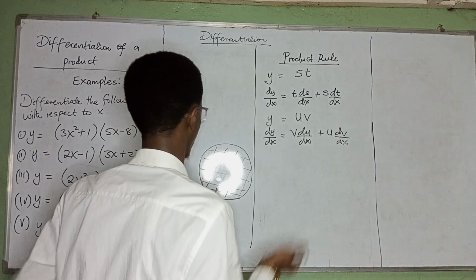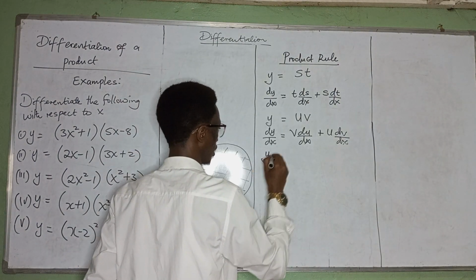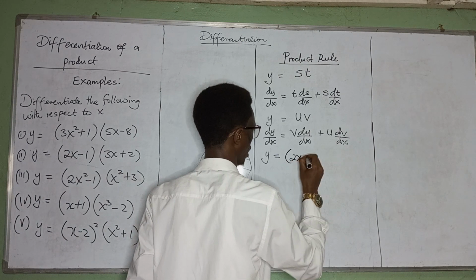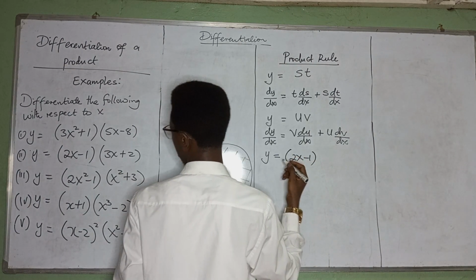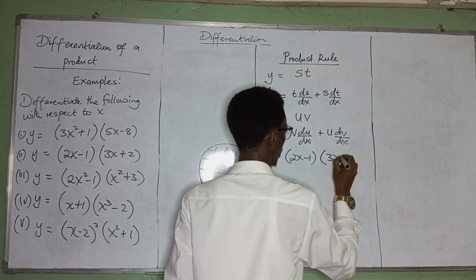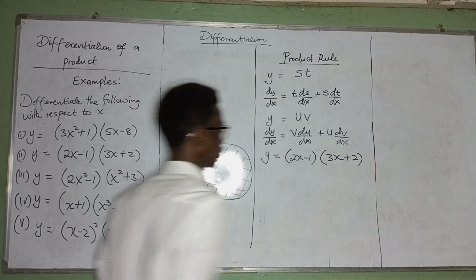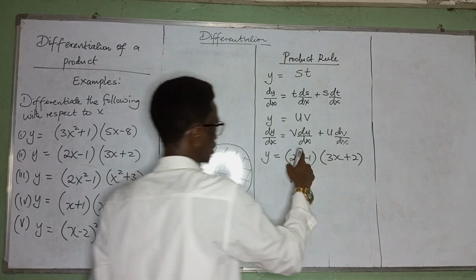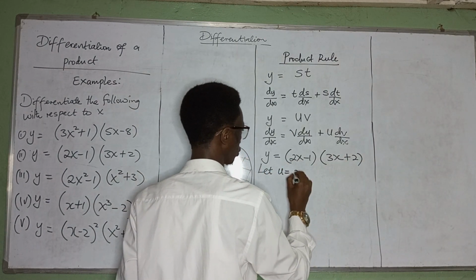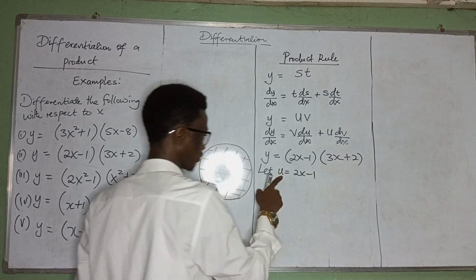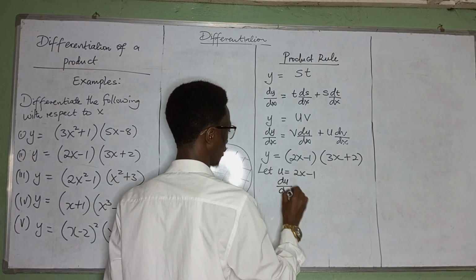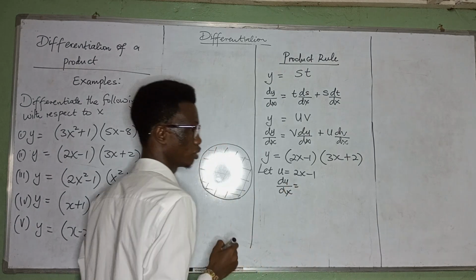The next problem says y equals, bracket open, 2x minus 1, and the next one, bracket open again, 3x plus 2. The same thing, let's say this is u, this is v. So let u equal 2x minus 1. We differentiate u with respect to x, so du by dx equals.